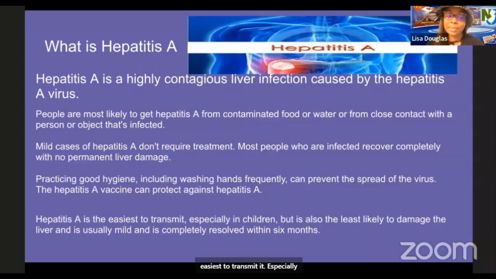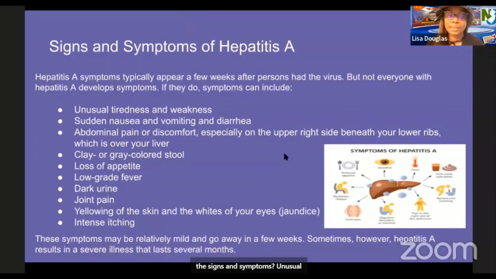Hepatitis A is the easiest to transmit, especially in children, but is also the least likely to damage the liver, and is usually mild and is completely resolved within 6 months. So what are the signs and symptoms?